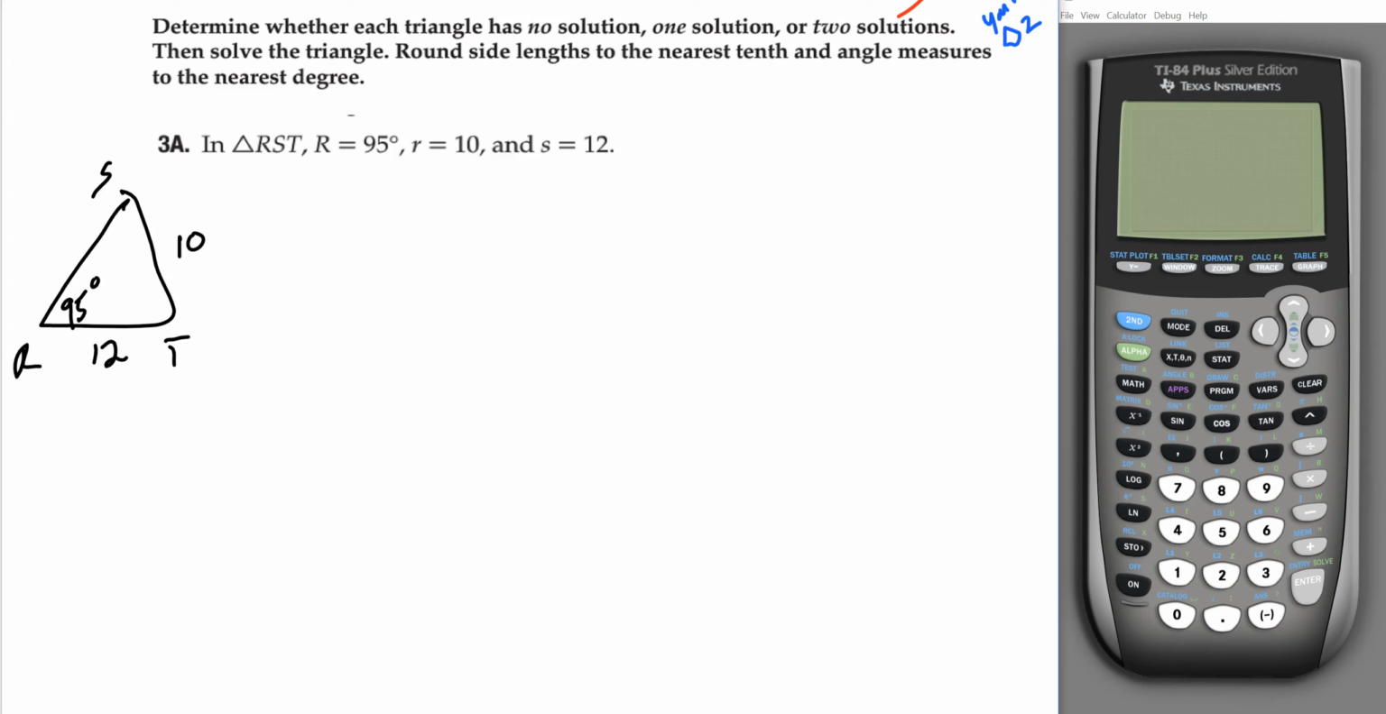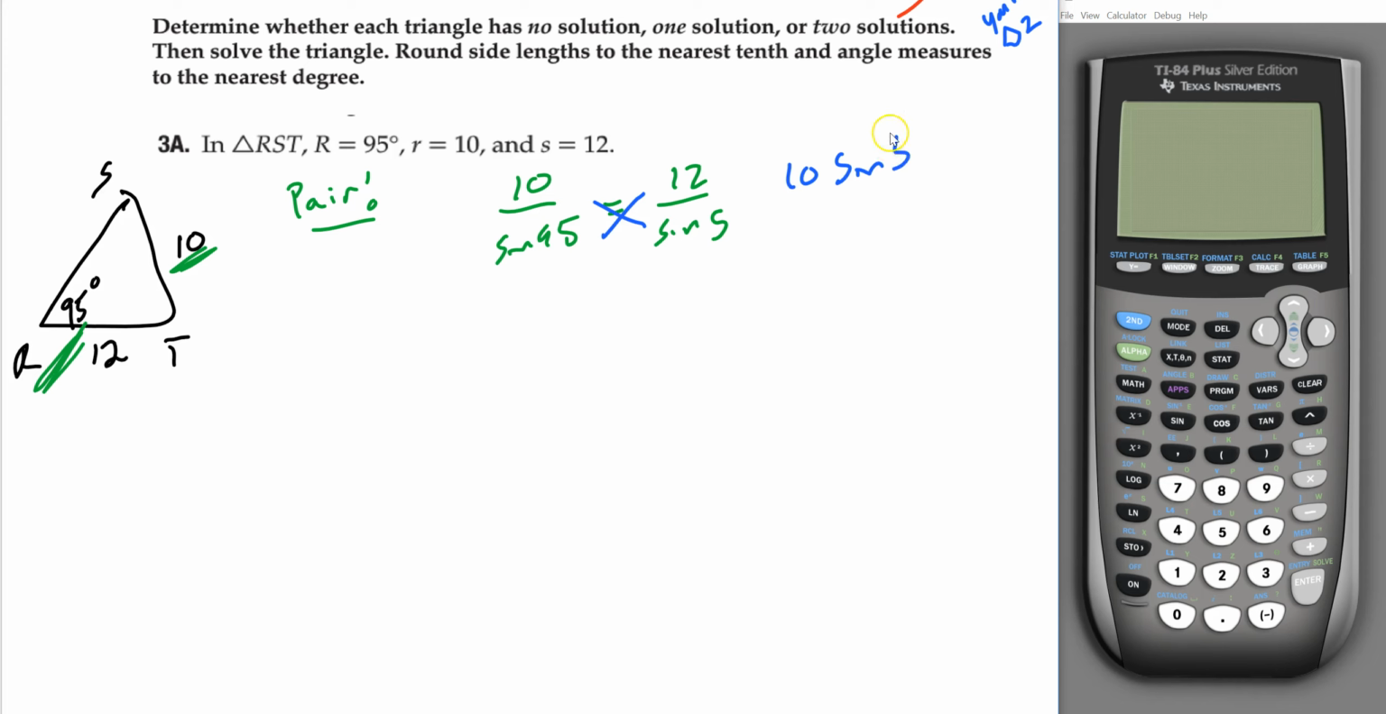So do what we normally do. Let's see if we have a pair. I do have the r's pair. So I'm going to do 10 over sine of 95 equals 12 over sine of s. Now this one, I'm looking for sine of s. That's on the bottom, so I'm going to go ahead and cross multiply. I'm going to get 10 sine of s equals 12 sine of 95. I'm trying to solve for sine of s, so let's divide by 10.